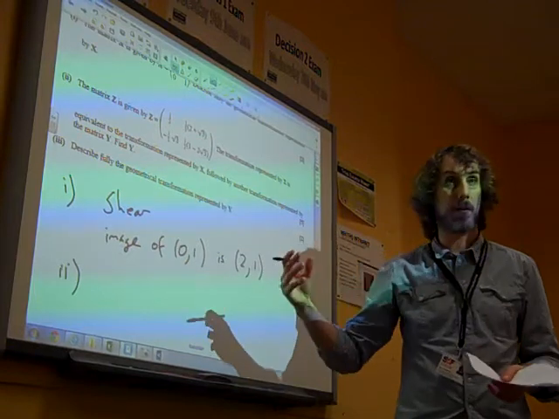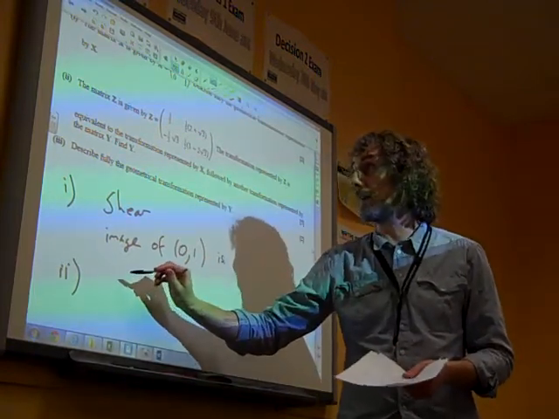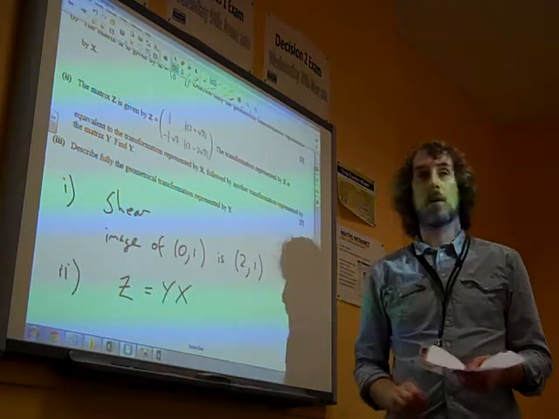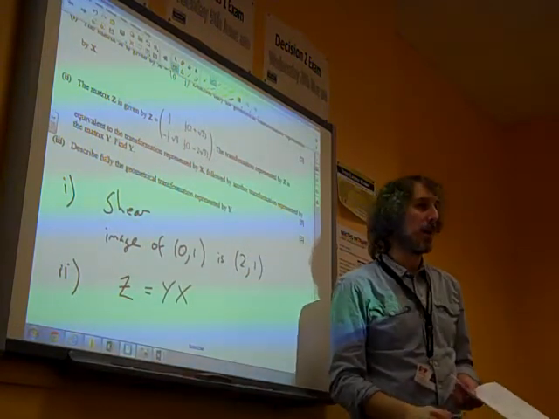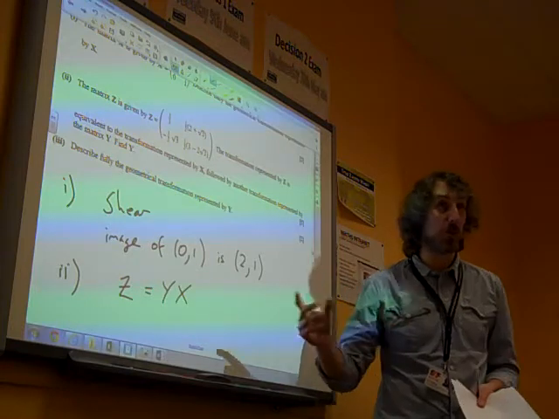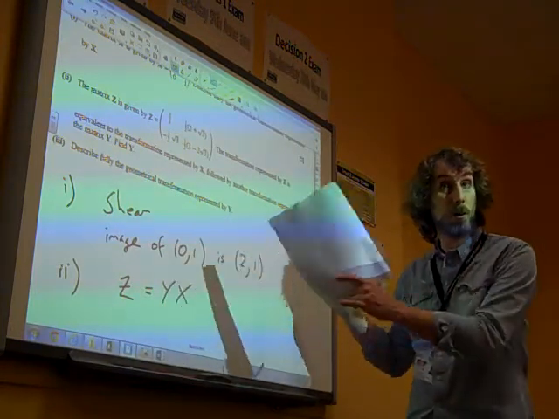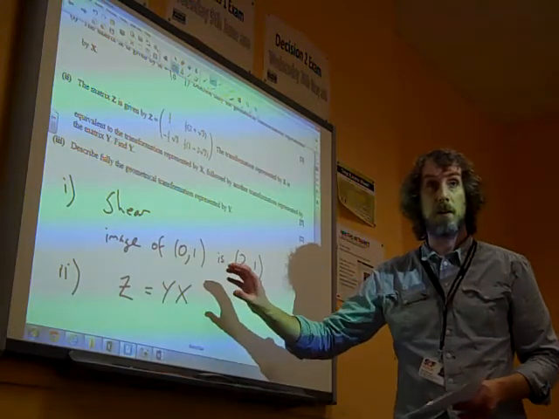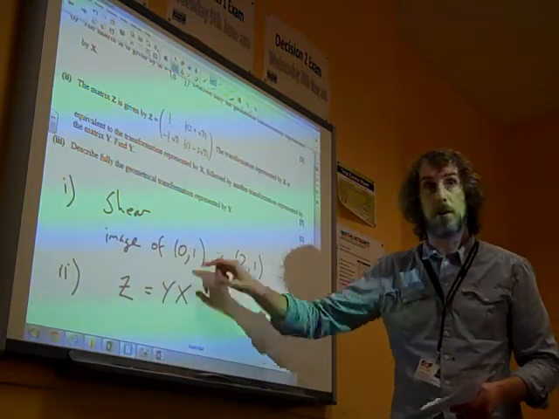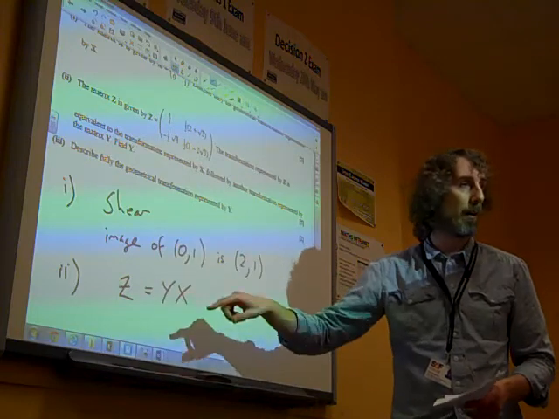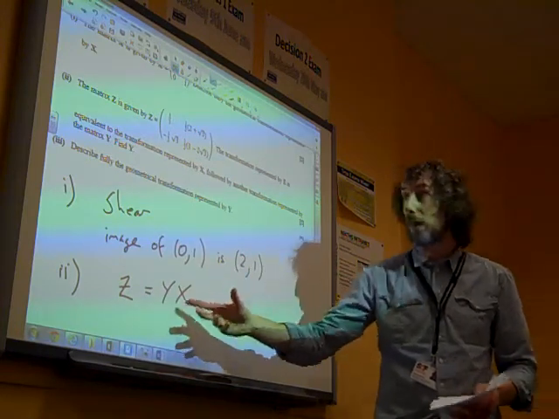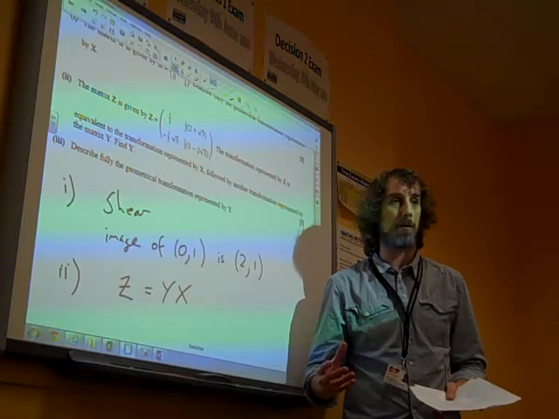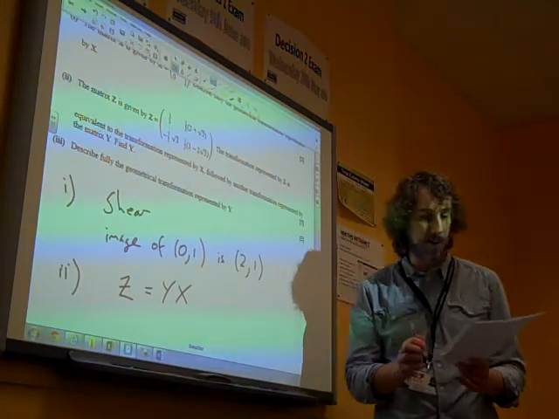But in terms of matrix transformations and multiplication, that means that Z equals YX. Because what you're doing with this is you're pre-multiplying your points, your matrix that you're transforming, by this matrix. So this is X followed by Y in that order. And unfortunately, if you got that the wrong way round, there was very little that you could do with the rest of the question. So that's the key thing.